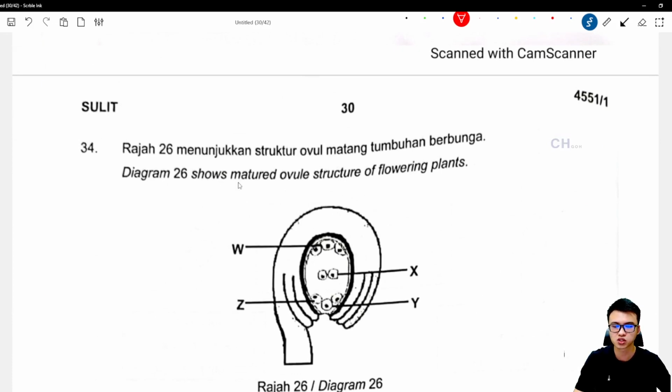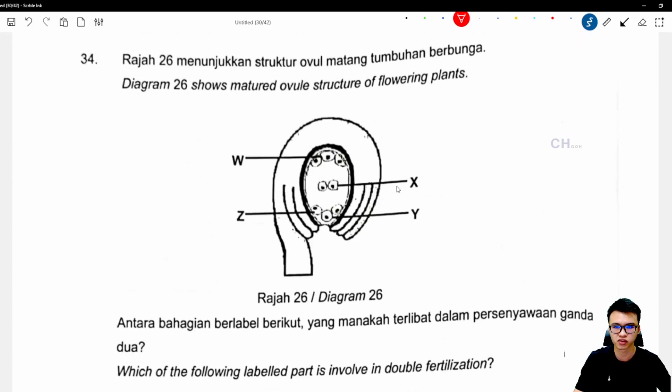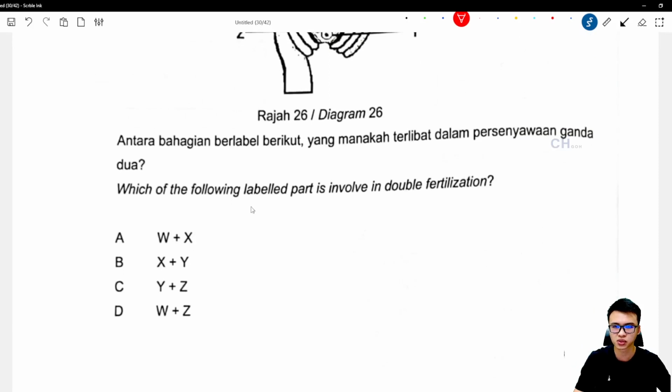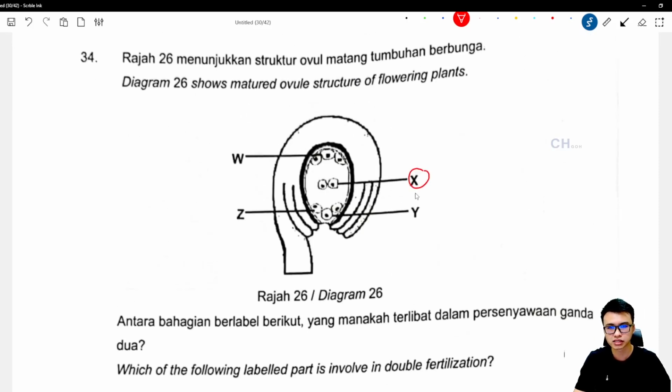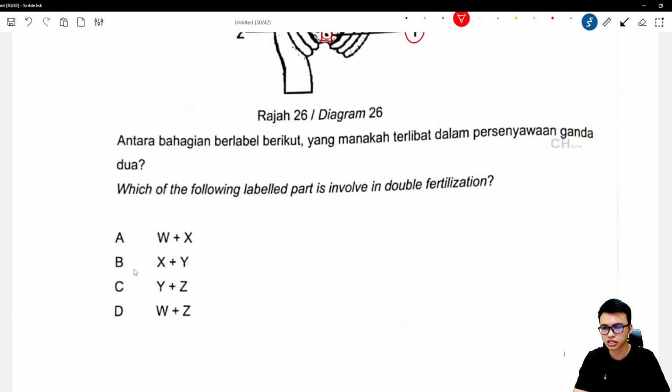Alright, let's continue. Question 34. Diagram 26 shows mature ovule structures of the following plants. Which of the following labeled parts is involved in double fertilization? X and Y. So the rest, W and Z, are not useful. They will degenerate after the double fertilization. So basically, X and Y.